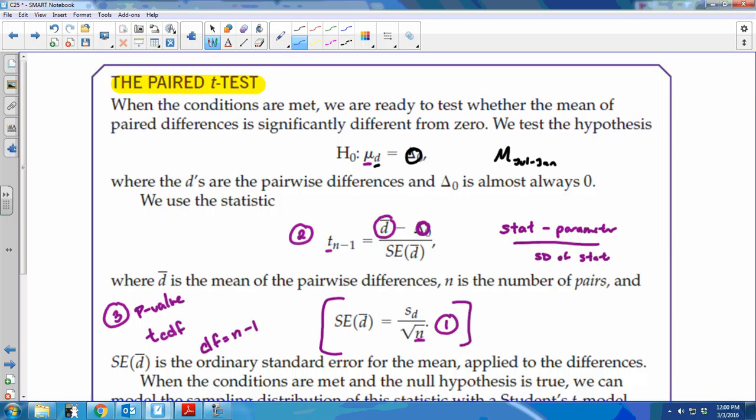Then the last step is to make your conclusion. Your conclusion is the same that it always is. Your p-value is high or it's low. So do you reject or do you fail to reject? And what is that evidence of or not evidence of? Questions about the mechanics.